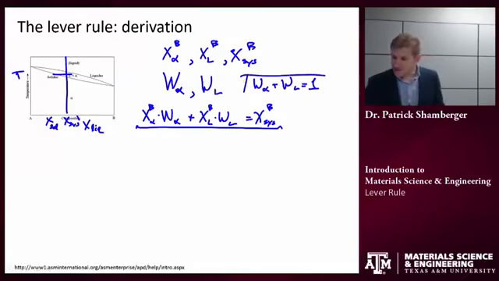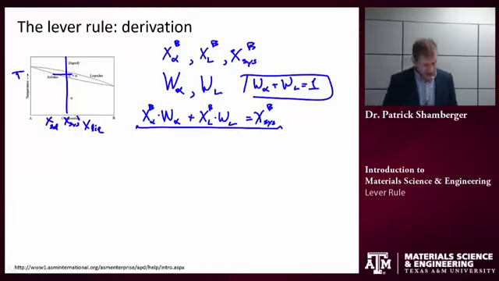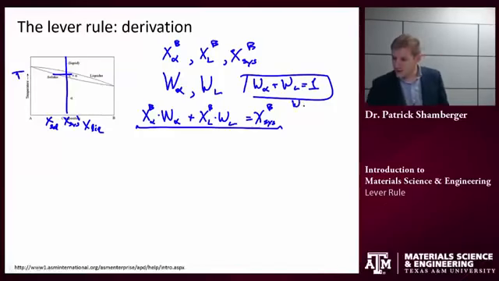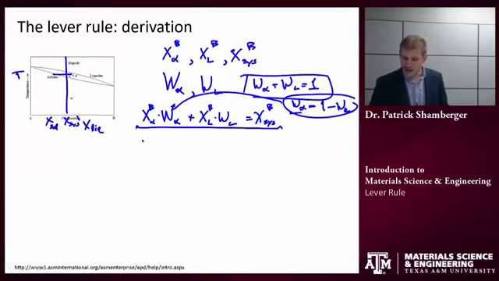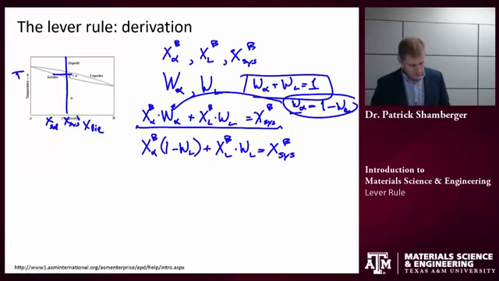Okay, I can substitute this relationship in for either of these two variables. Let's say I replace W sub alpha with 1 minus W sub L. So the mass fraction of solid present equals 1 minus the mass fraction of liquid present. So I'm going to substitute that back in here, X alpha B. Okay, so I'm going to get something like this.